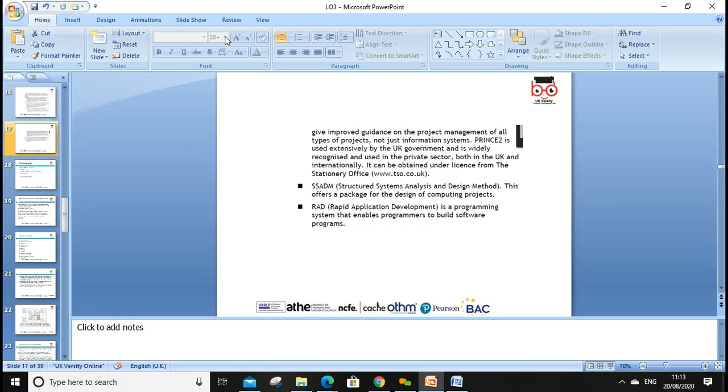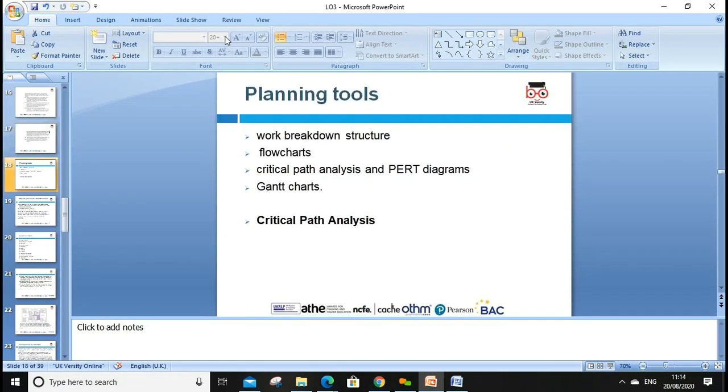Then we have further Prince 2 SDM, Structural System Analysis Method. This offers the package of design and computing project. And RAD is Rapid Application Development, a programming system that enables programmers to build software programs. Any question?